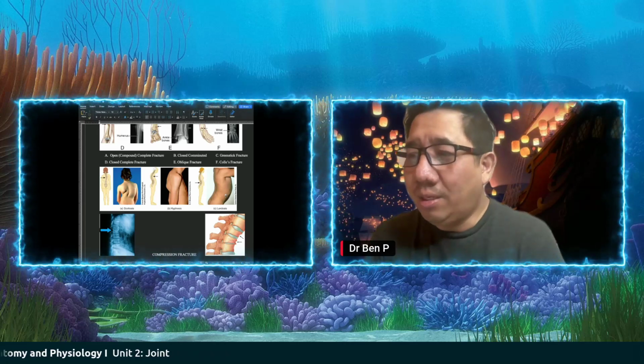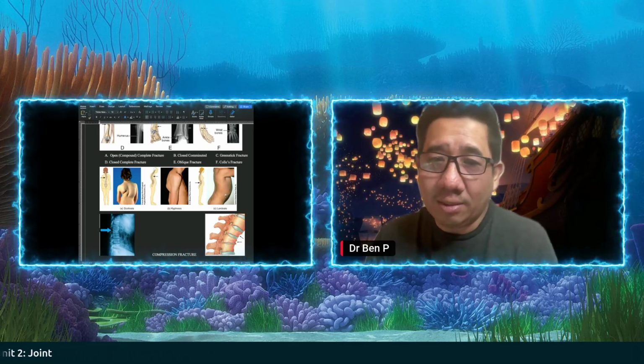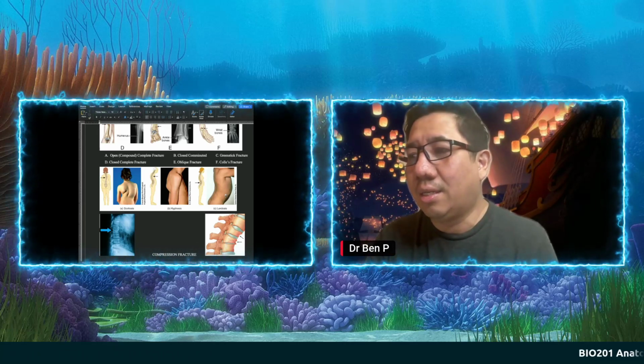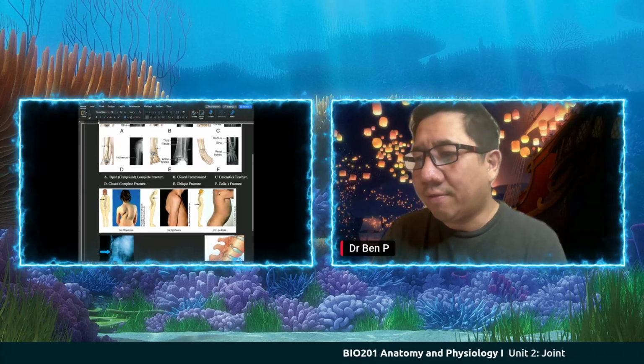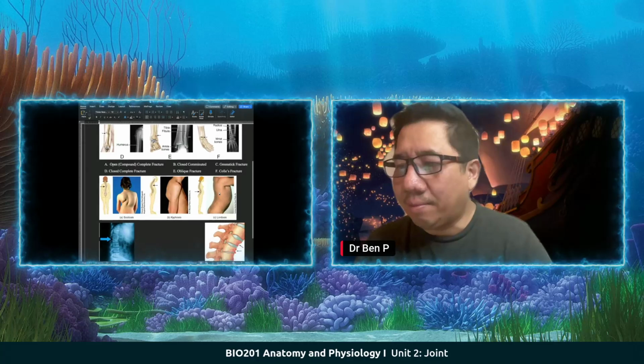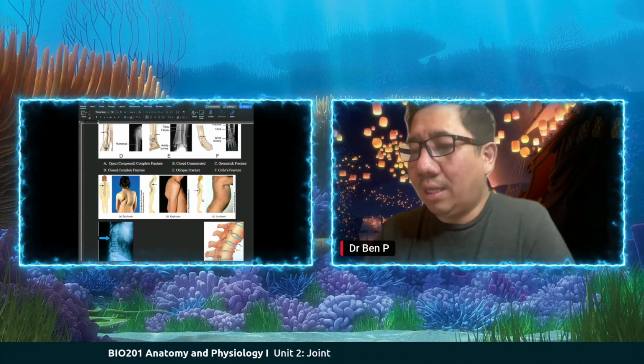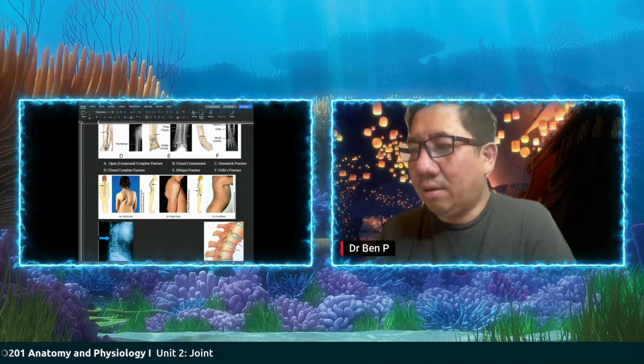You do need to know these three for your test. You're going to see these questions on your exam. Don't worry about the fracture, I won't put those in the exam, but definitely know scoliosis, kyphosis, and lordosis for your exam.